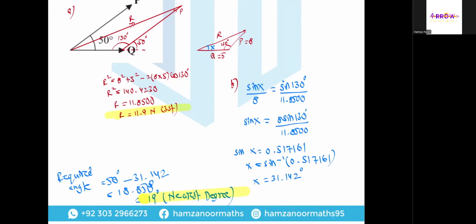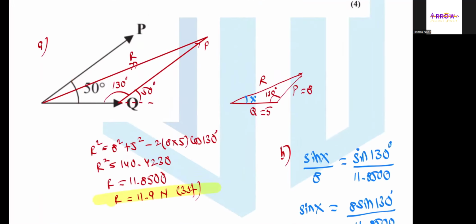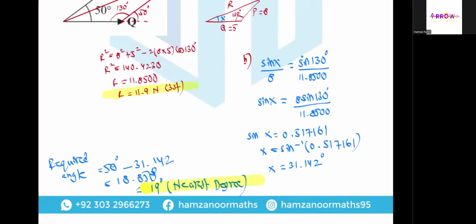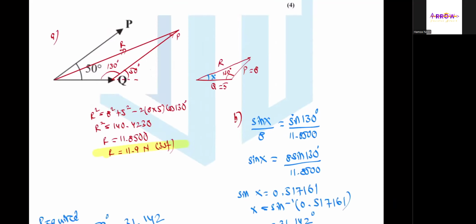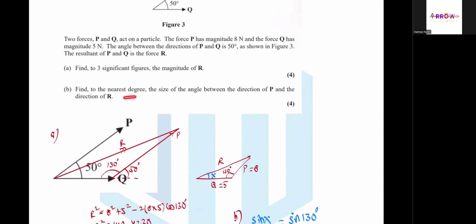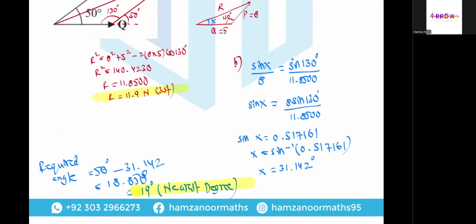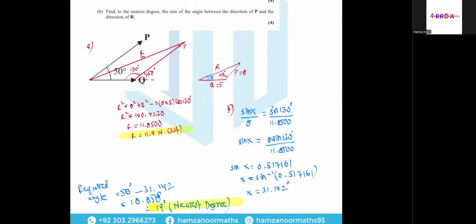The required angle is found by subtracting this angle X from the 50 degrees. So the required angle is 50 minus 31.142, which is 18.858, which is 19 degrees correct to the nearest degree. We were required to find the angle correct to the nearest degree, so this is your answer. This was the head to tail rule approach, or you can say the nose to tail rule approach.